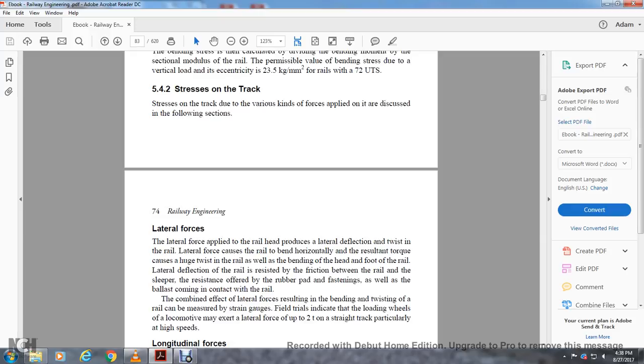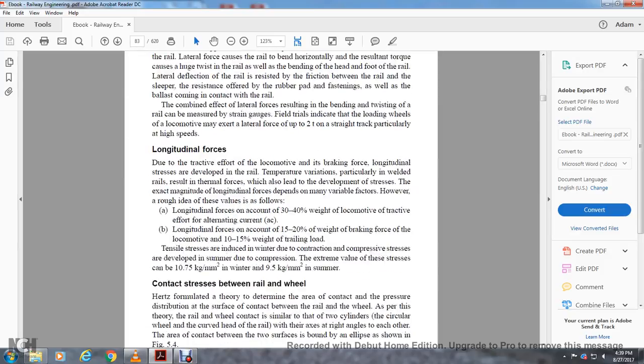The combined effect of the lateral forces resulting in the bending and twisting of the rail can be measured in a straight gauge. Field trials indicate that the wheels of the locomotive may exert lateral force up to 2 times that on straight track, particularly at high speeds.